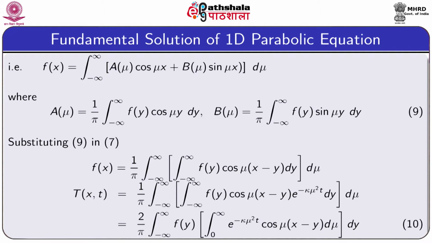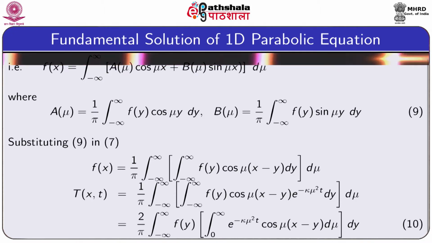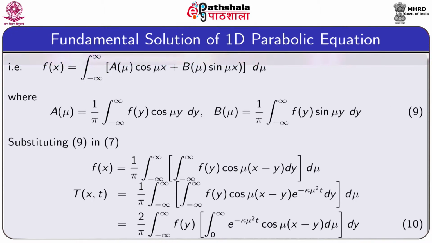Now, if we substitute 10 in 7, we get f(x) equals 1 by pi, 0 to infinity, minus infinity to plus infinity, f(y) cos mu (x minus y) dy d mu. So, the expression for capital T, or the general solution of capital T, is T equals 1 by pi, 0 to infinity, minus infinity to plus infinity, f(y) cos mu (x minus y) e to the power minus kappa mu square t, dy d mu.